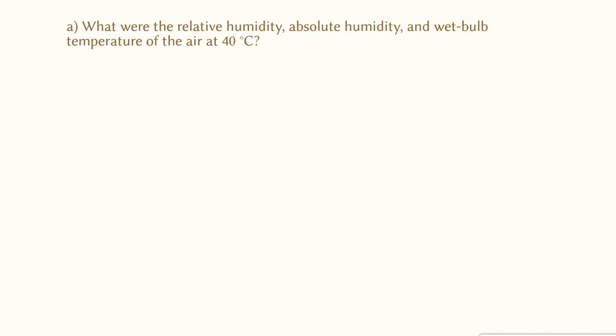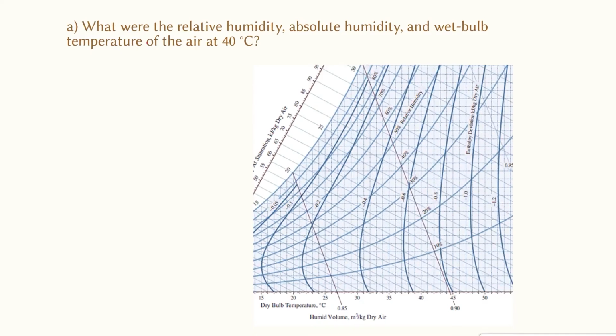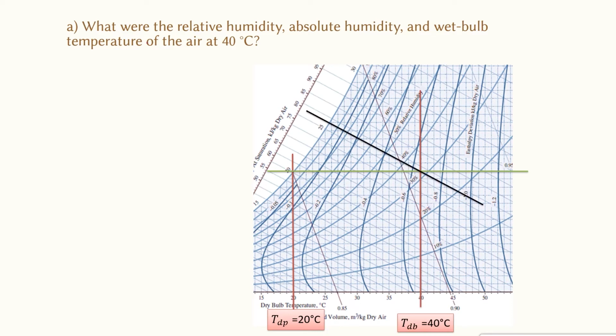We are going to find the wet bulb temperature of the air at 40 degrees Celsius. So we will have the dew point temperature and the dry bulb temperature in a horizontal line. So we need to find the wet bulb temperature. We need to extend the black line here until we get the wet bulb temperature. So the wet bulb temperature is 25.5 degrees Celsius.